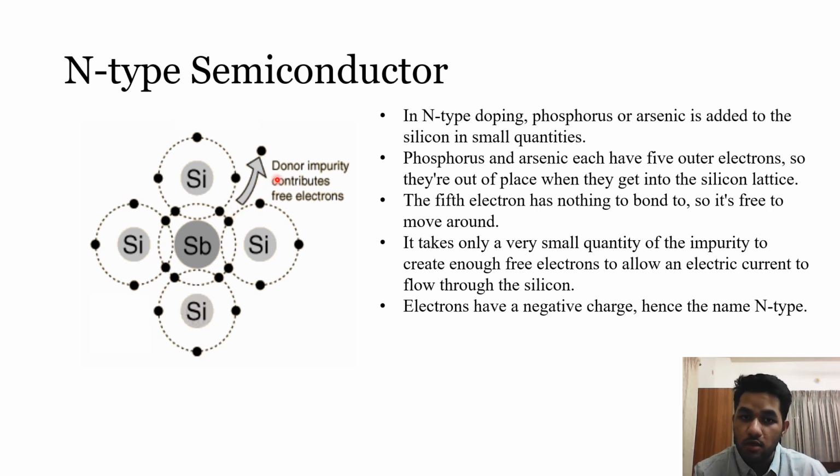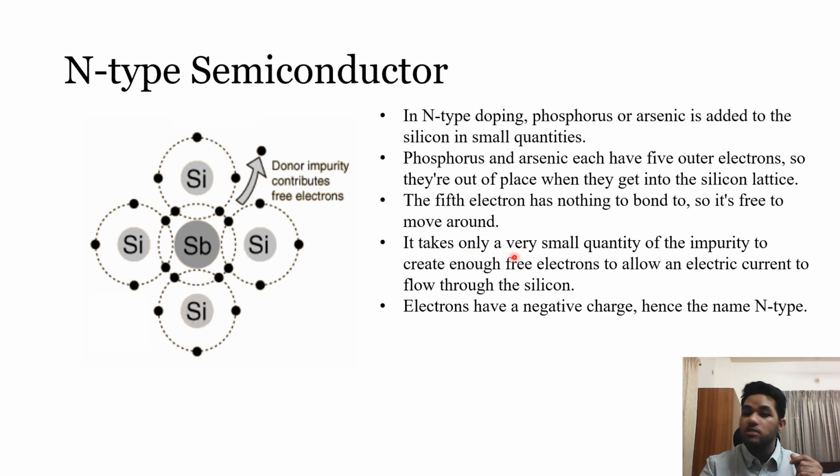This donor impurity contributes to free electrons. So this extra electron becomes a free electron. The fifth electron has nothing to bond to, so it is free to move around. In metals, we know that metals are ions in a sea of free electrons, and the free electrons conduct electricity. So here also in n-type semiconductors, this free electron is the thing that conducts electricity.